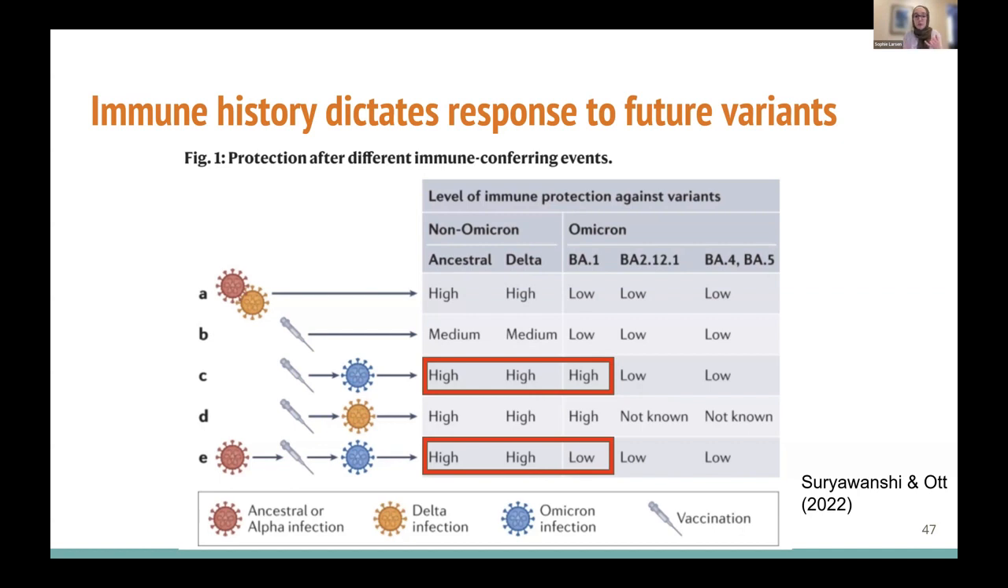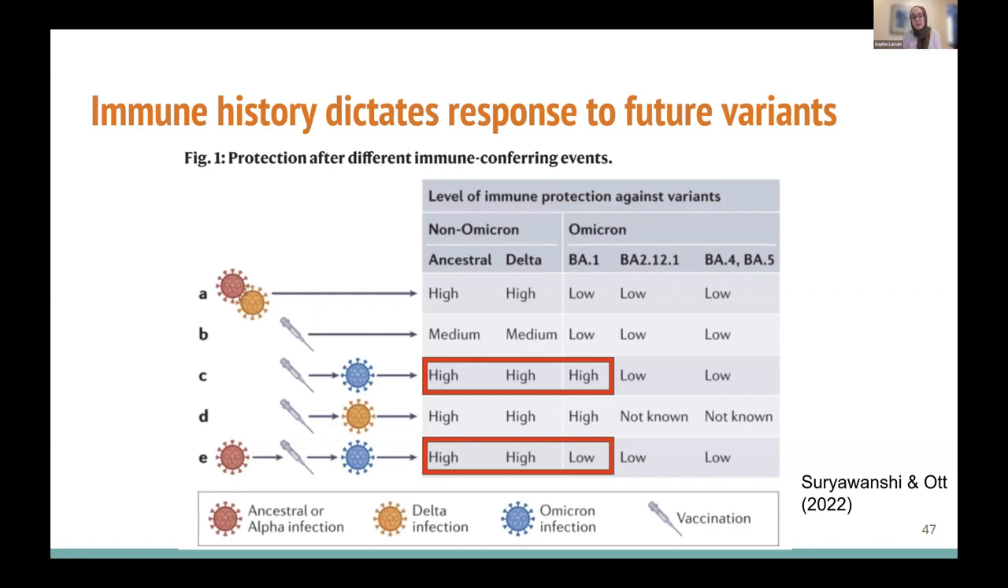And these individuals seem to be really protected against the ancestral types, against Delta variant. But then when they get to BA1, they seem to be still really highly protected. If we look at row E, this is someone who had a wild type infection first, then got a vaccine, then got Omicron. And they're still very well protected against the wild type variant, against Delta. But when we get to BA1, they suddenly have very low protection, even though they have sort of more exposure history, even though they're similarly protected to ancestral and Delta.